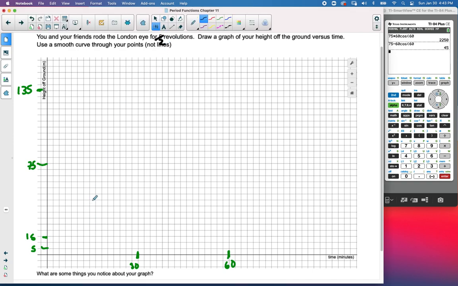And so, again, what we have here is a periodic function because over time we're going to have the same y values over a certain interval.